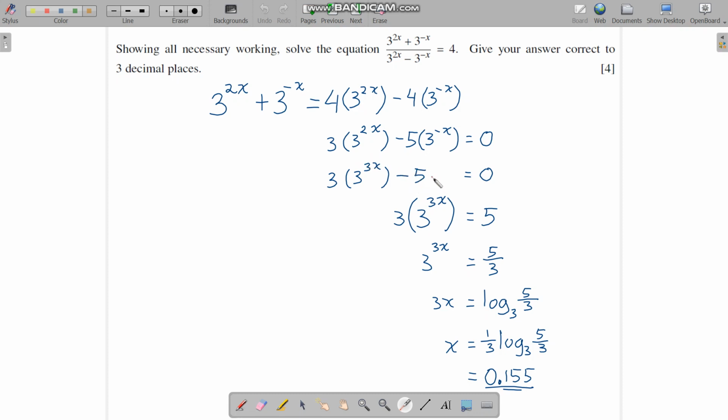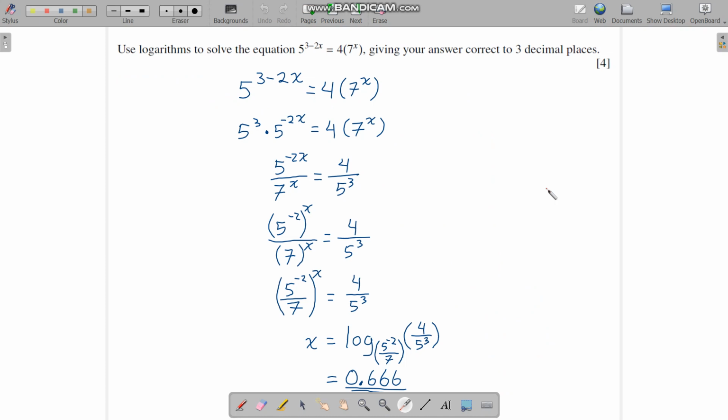Yeah, just move the 5 to the right and the 3 divide, and this means we have 3x equals log base 3, and the x is 1/3 log this base 3, so we get this if we use a calculator in 3 decimal places. And this is about exponential.